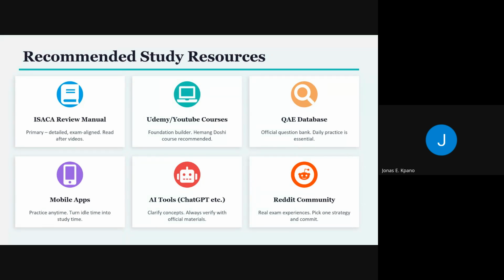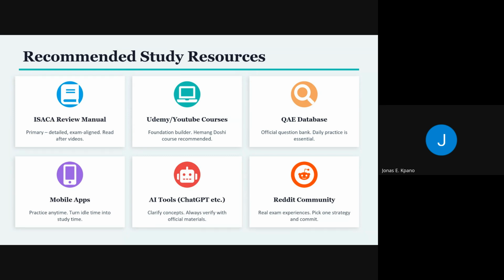Some people also go into boot camps, or apart from Udemy and YouTube courses, they book sessions with a tutor to take them through the CISA and teach them. Another resource that you can use is a question database, so the official question bank and any other database that you can find out there. I recommend that you practice those questions. There are a lot of websites that come with CISA databases that you can use.